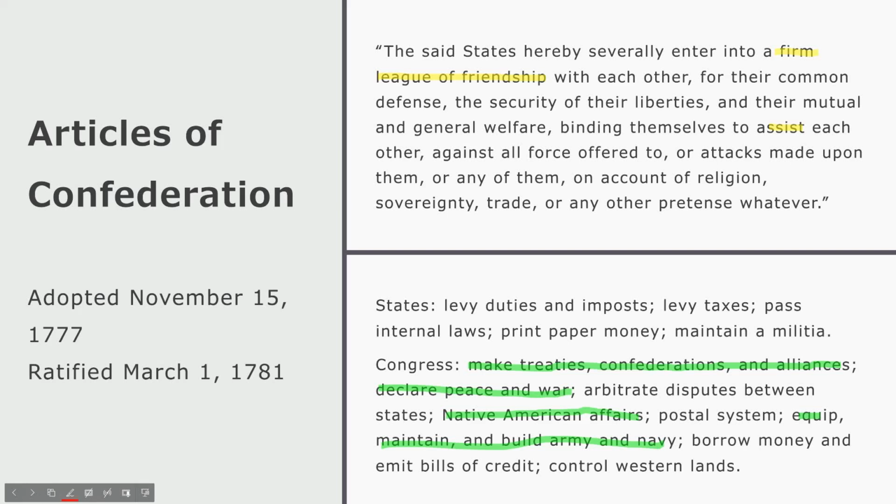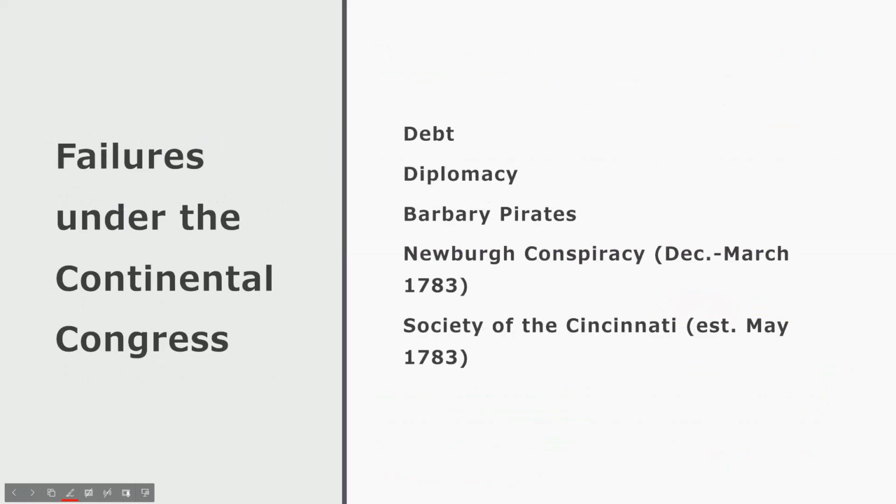Congress was granted the right to borrow money and emit bills of credit. But you'll notice levying taxes was not in there. So how exactly were they expected to equip, maintain, and build an army and a navy? Needless to say, there were a lot of problems with the Articles of Confederation.